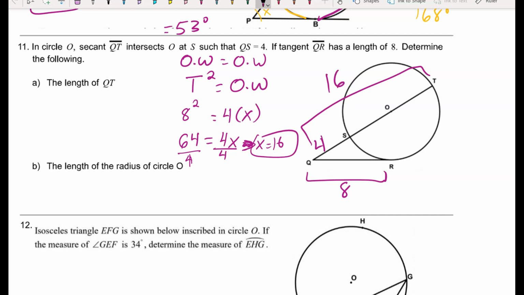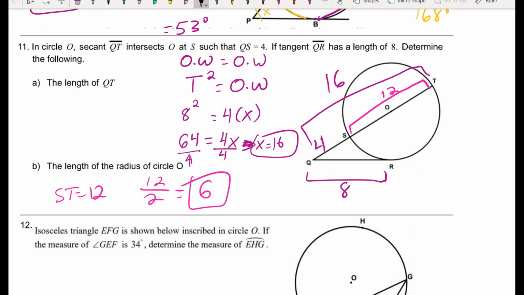Now they want the length of the radius. So that's going to be either from O to T or from O to S. Those are the same length. Well, I can figure out the length of the diameter, right? If the whole thing is 16, and I know the outside piece is 4, 16 minus 4 is just 12. So the distance from S to T is 12. That's the diameter. If I know the diameter is 12, to find the radius, I can just cut that in half. So my radius is 6.